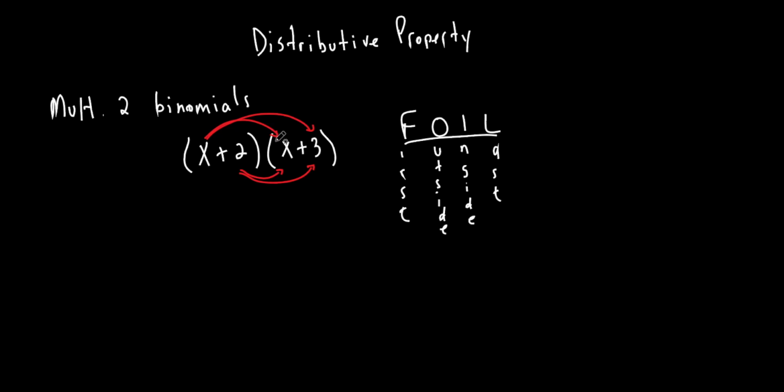Let's multiply the first two together. It'd be x times x. Now I'm not going to write down x times x. I should be able to do parts of this in my head. So what is x times x? X squared. So the first step I'm going to do is write x squared. Now let's do the outside. Which ones are on the outside? The x and the 3.